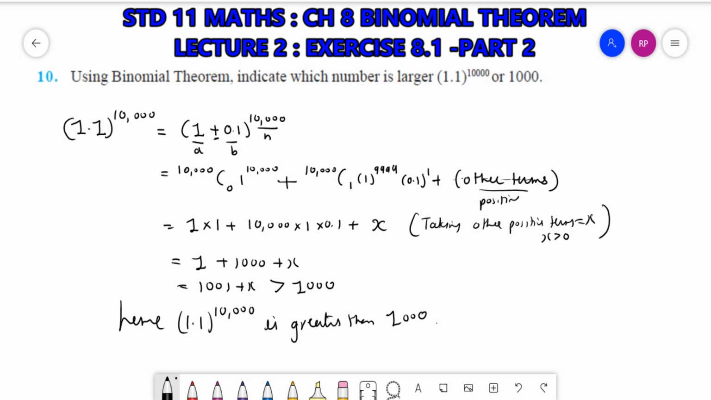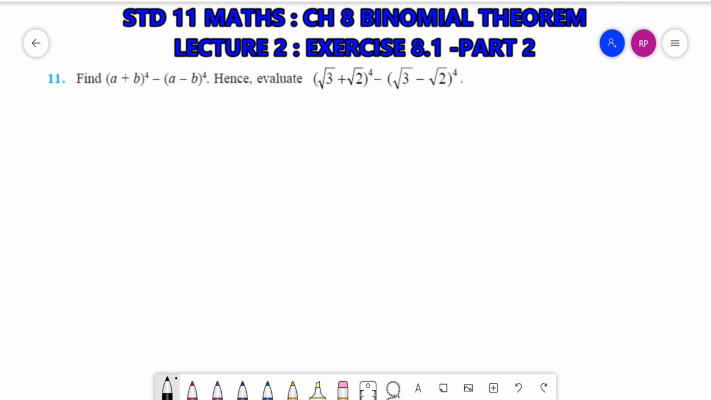Now let's move to the next, that is question number 11. Question number 11: find a plus b raised to 4 minus a minus b raised to 4. Hence evaluate root 3 plus root 2 raised to 4 minus root 3 minus root 2 raised to 4. Okay, so see what I will do. First I will find out a plus b whole raised to 4.